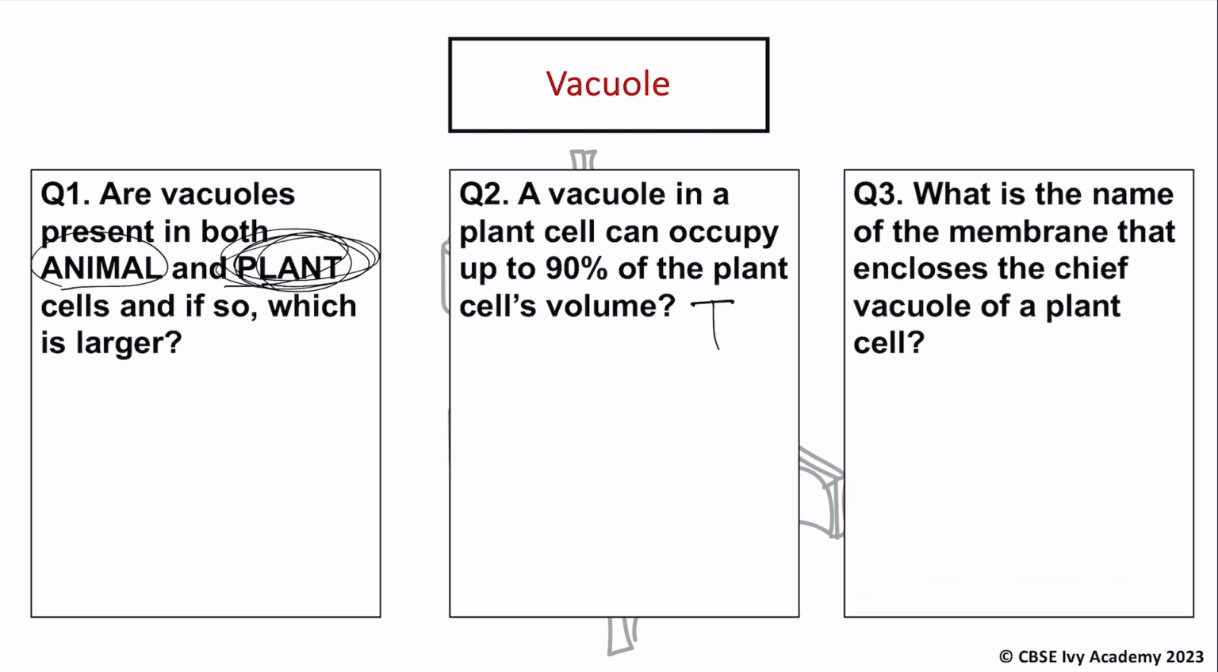Lastly, what is the name of the membrane that encloses the central vacuole of a plant cell? That membrane is called a tonoplast. Next topic.